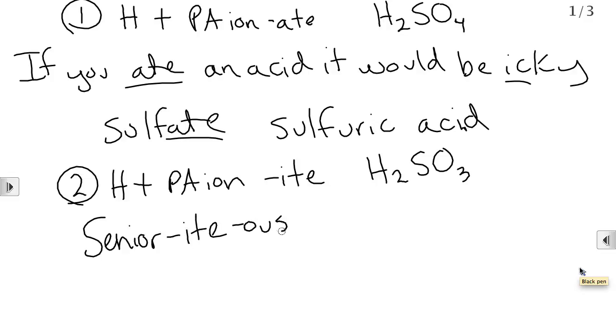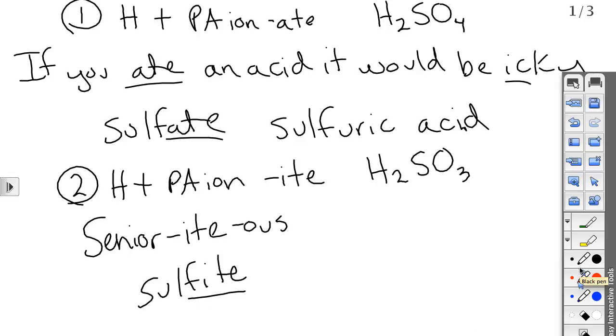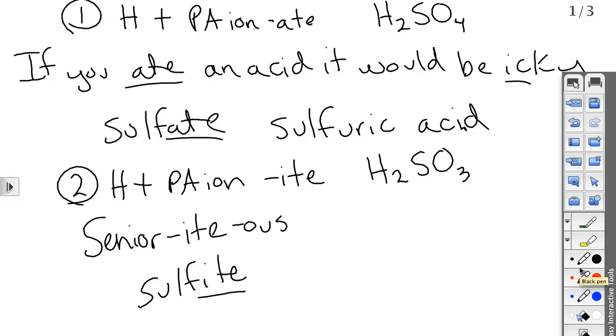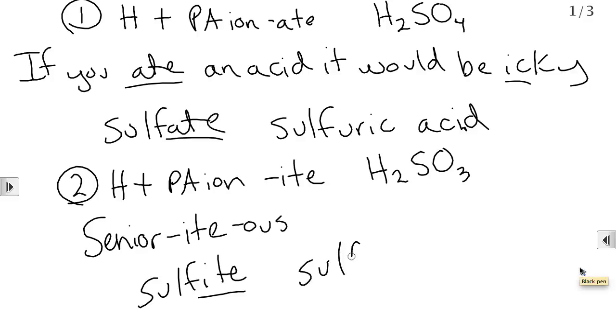So anyway, senioritis. What you're gonna do is drop the "ite" and you're gonna make it "us." So you're gonna say sulfurous acid.